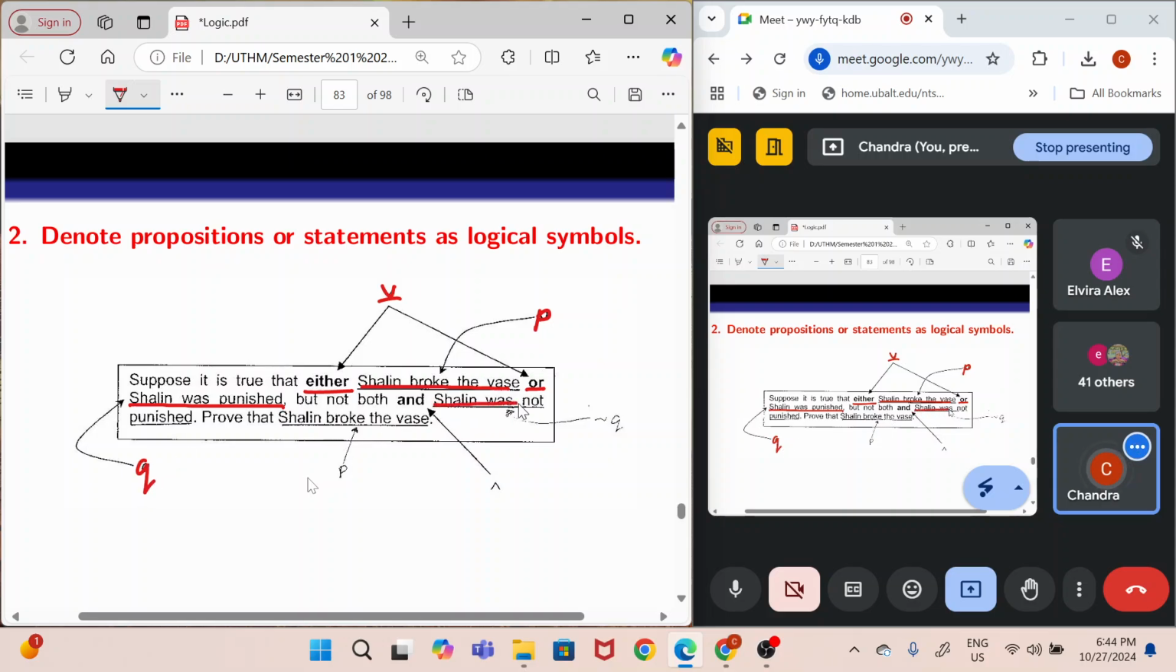Again, Shalin was not punished, negate Q. There's an N here. This N is very important. You give this one, and Shalin broke the vase, P. So this is how we do the notation. Denote proposition or statement with logical symbol. Okay, logical symbol is this one.